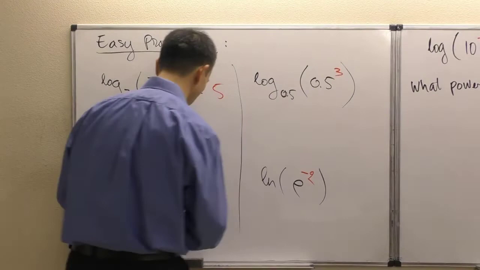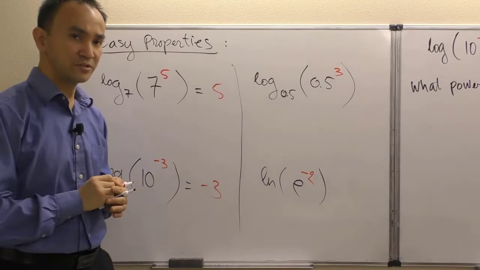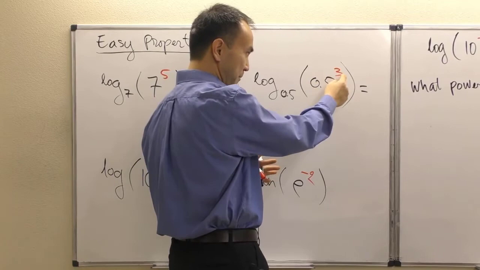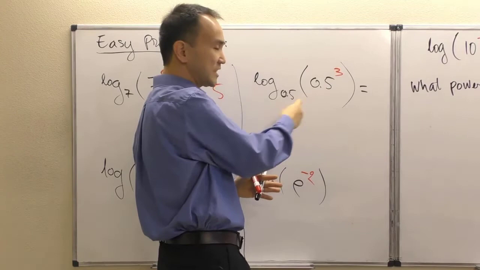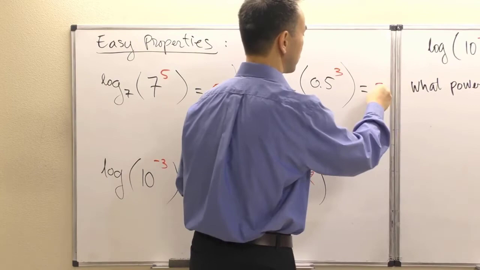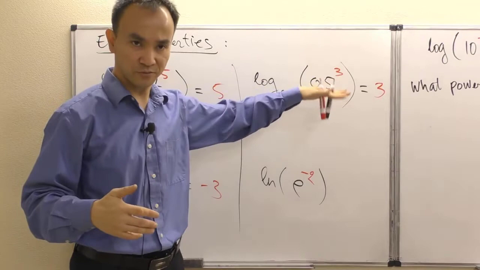All right, and now we can quickly predict. The argument inside the logarithm was already expressed as a power of a base, and that base agrees exactly with the base of our logarithm. Base and base, exactly the same. So the quick prediction I have in mind, and it should agree with yours as well, is 3. Let's try to find out why it equals 3.